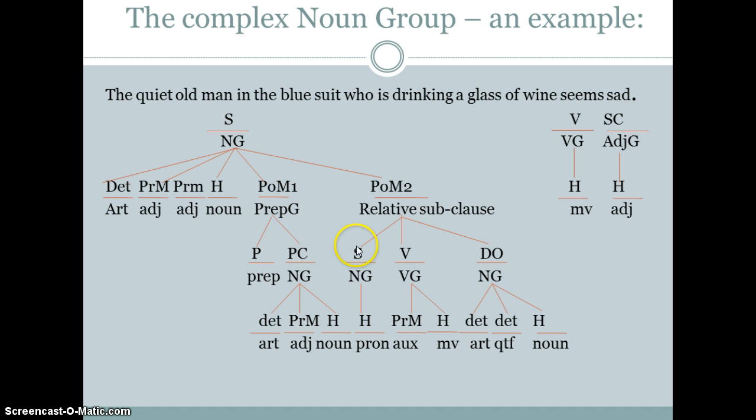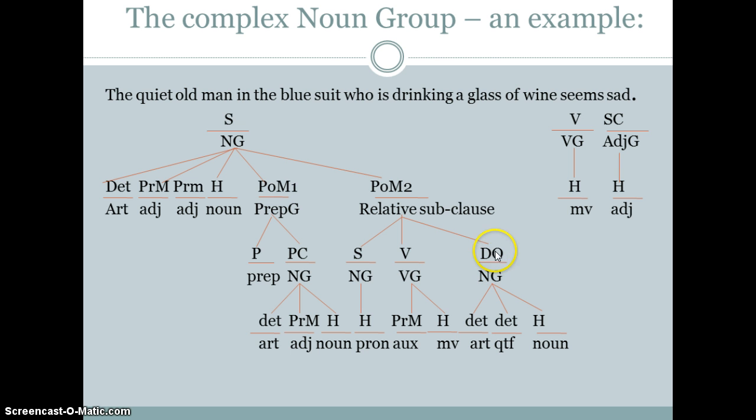Then we find the subject, who, and we have a dummy subject here. And the dummy subject is made up by a noun group. We have a head, which is a pronoun, and the reason why we call it a dummy subject is because who is actually dummy subject for the noun group that we saw previously.